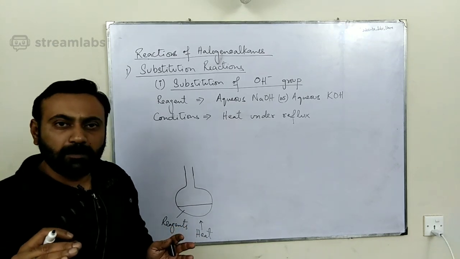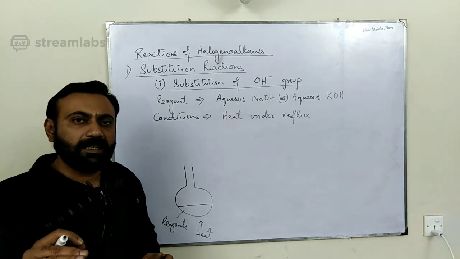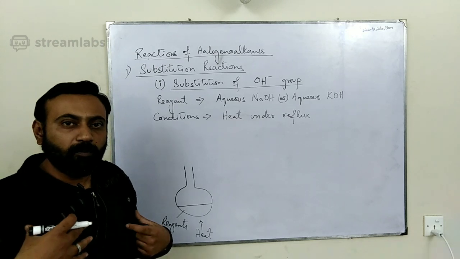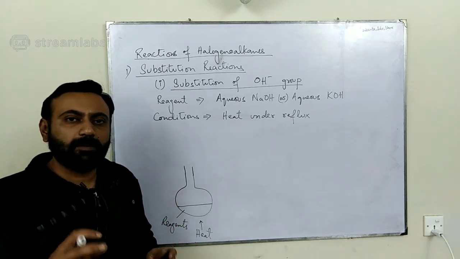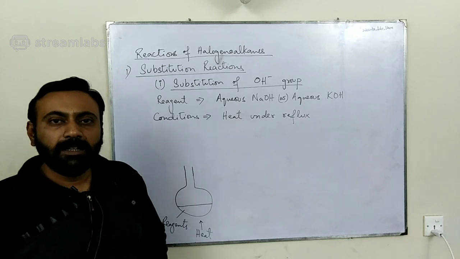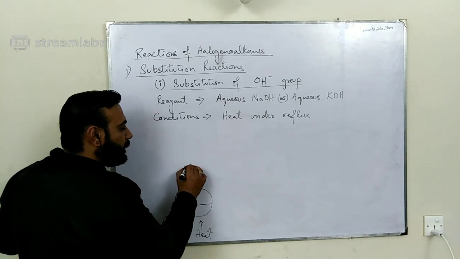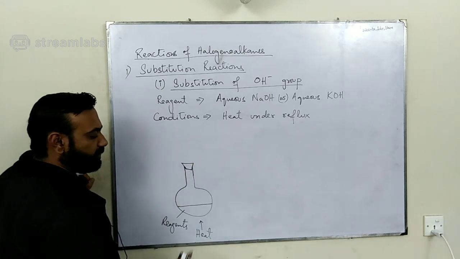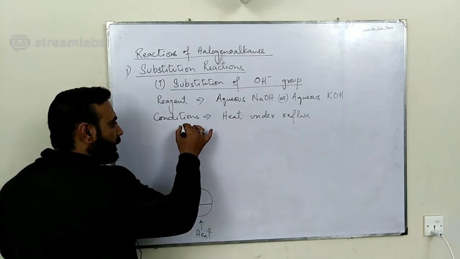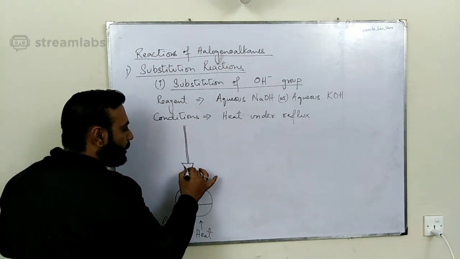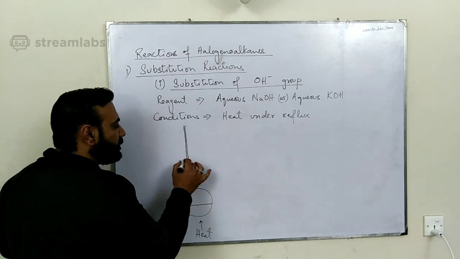But there is a little problem. As I told you earlier, halogenoalkanes are highly volatile liquids. So when we start heating them, they will evaporate. We don't want them to get out of the reaction mixture, because we want them to react with the reagents that we have added. So in order to do that, we can place a cork at the top of this round bottom flask, and we can connect a condenser to this cork.